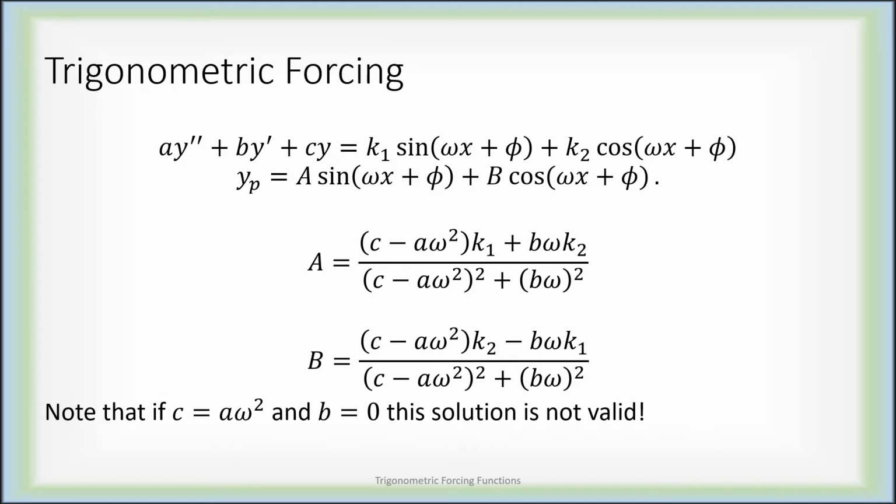However, what would happen if b is 0 and c is equal to a omega squared? Well, if b is 0 and c is equal to a omega squared, the denominator here would be 0, and this would not, in fact, be a valid solution.